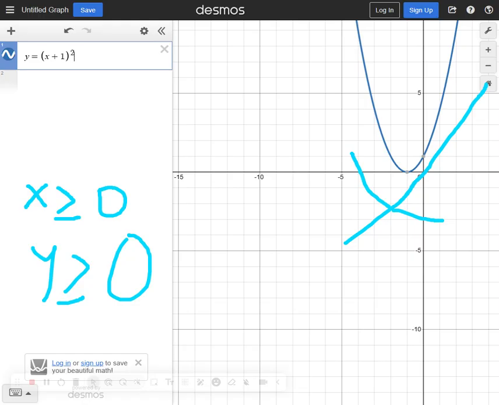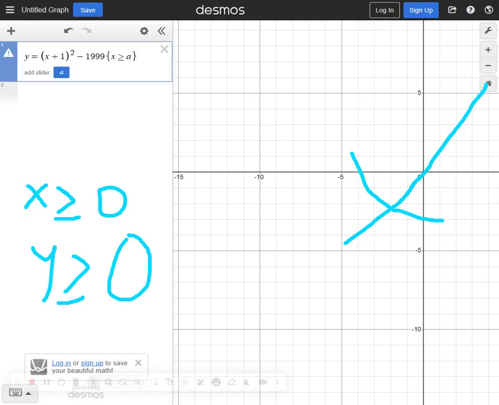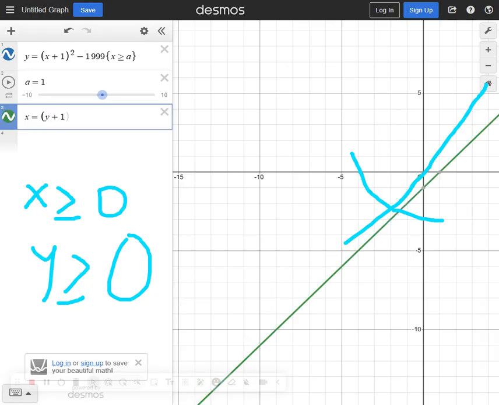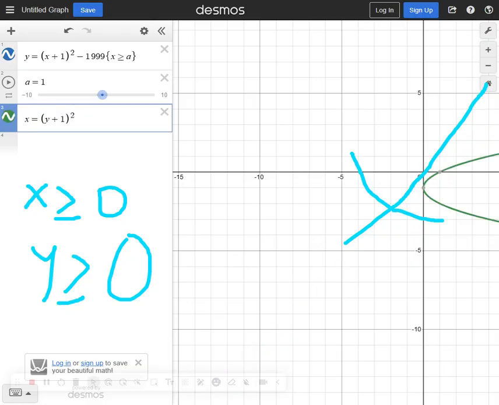Squared minus 1,999. This is a big number. Slider x greater than or equal to a. Oh, wait, I'm doing the inverse. X equals y plus 1 squared minus 1999, and my slider turns to y greater than or equal to b.